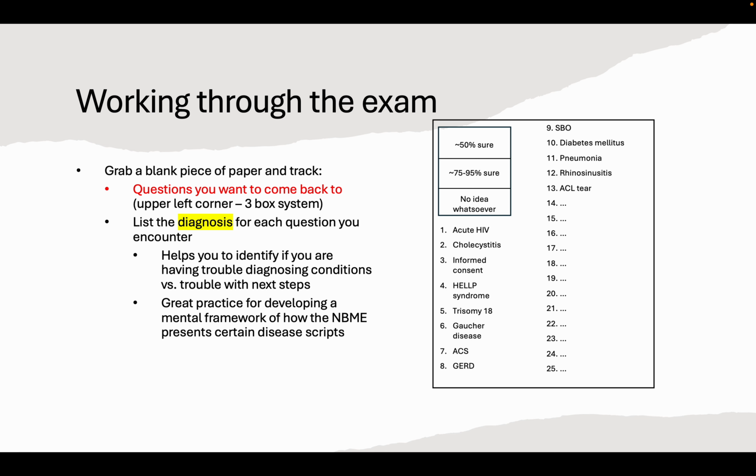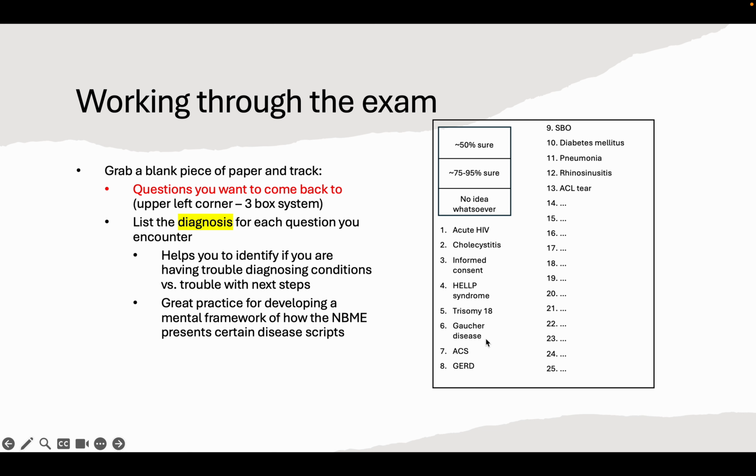And then the numbers, what you're going to do with those is you're going to record what the diagnosis is for each question. So the reason I do this, not every question is going to ask you for the diagnosis. Some of them are going to ask you for treatment. Some of them are going to ask you for screening. So I want you to get in the habit of thinking about what the diagnosis is, even if that's not what the question is asking you for, because when you go back and review, you can check yourself.